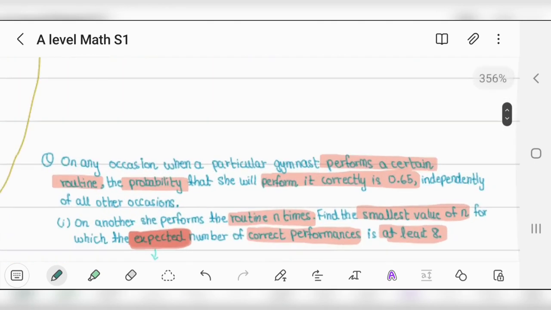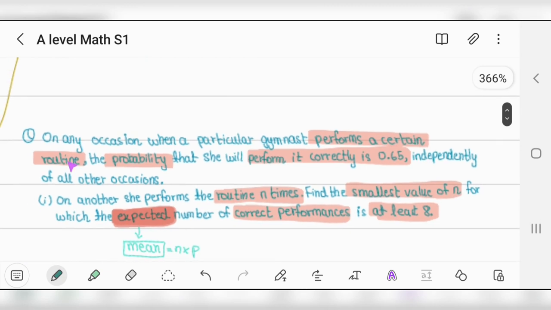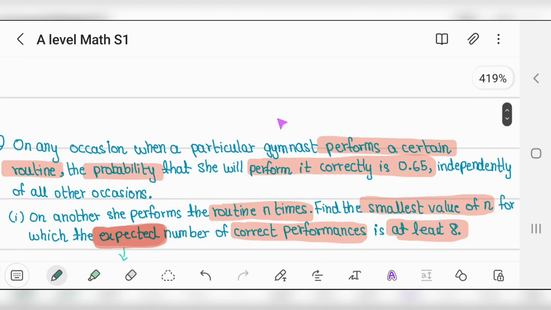Now moving to the last question of this binomial distribution. On any occasion when a particular gymnast performs a certain routine, the probability that she will perform it correctly is 0.65 independently of all other occasions. She performed the routine n times. Find the smallest value of n for which the expected number of correct performances is at least 8.